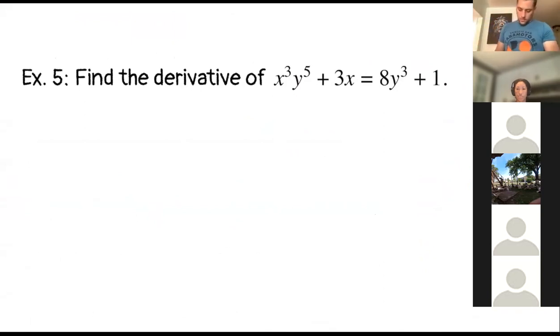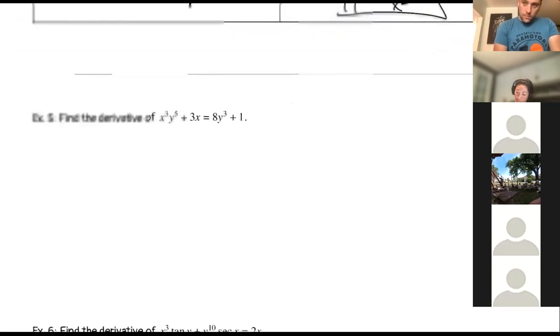And as a preview to that, before we go on break, this question. Anybody want to solve that for y? I have x cubed y to the 5th plus 3x equals 8y cubed plus 1, right? I think real quickly we might look at that and say, you're crazy. I don't want to solve for y there, right? That looks so complicated, but we're going to be able to find the derivative of that, okay?